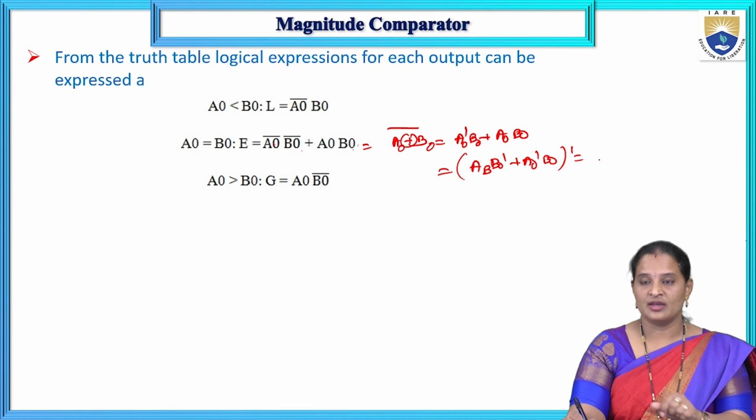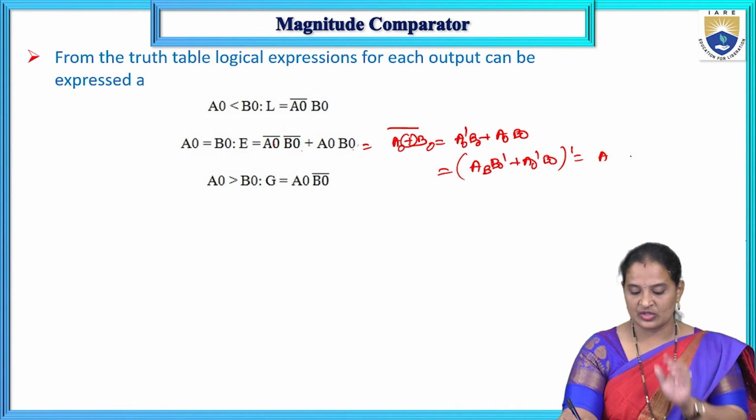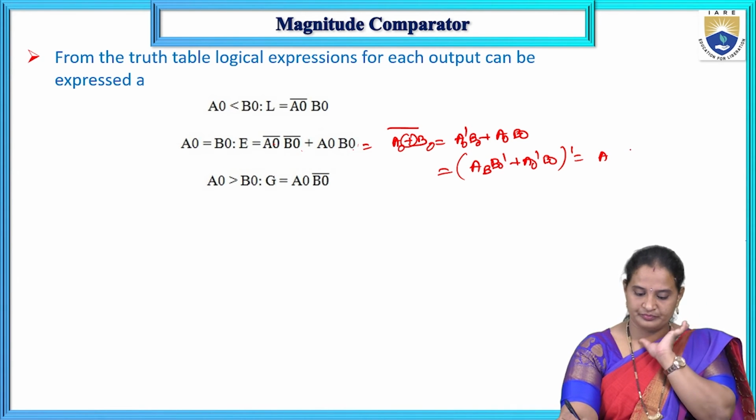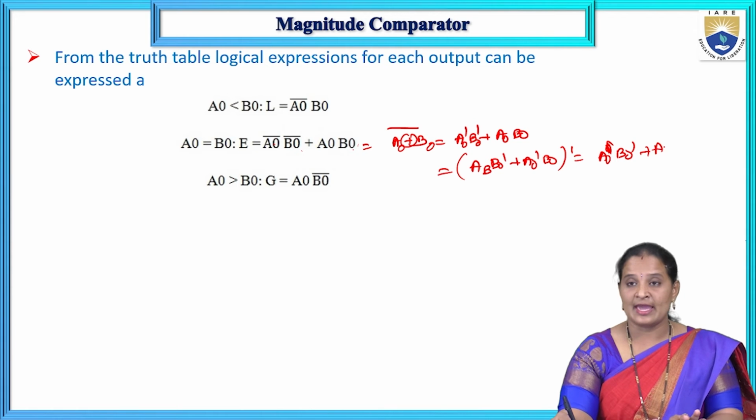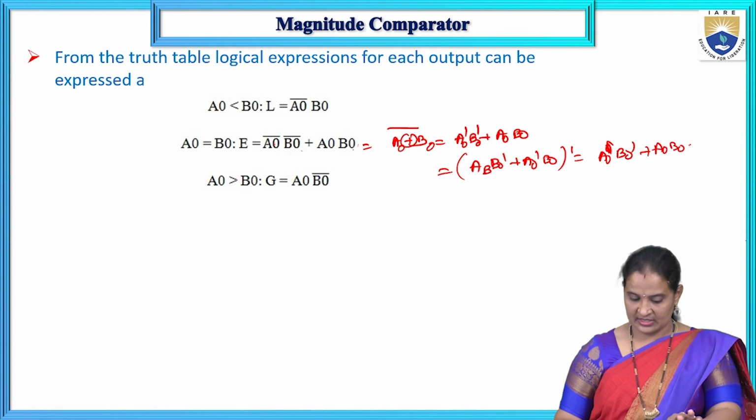So I will get this NOR implementation. That is A naught B naught complement plus A naught complement B naught, whole complement, which equals A naught complement B naught complement plus A naught B naught. So that's it.